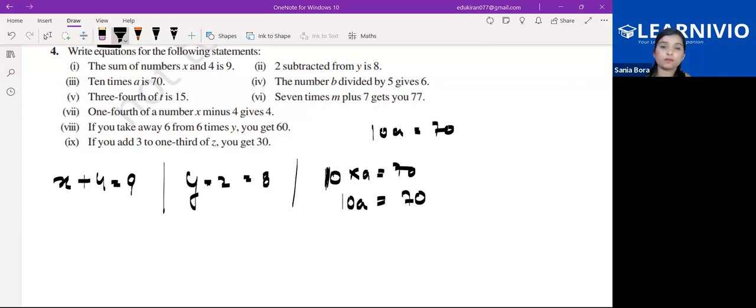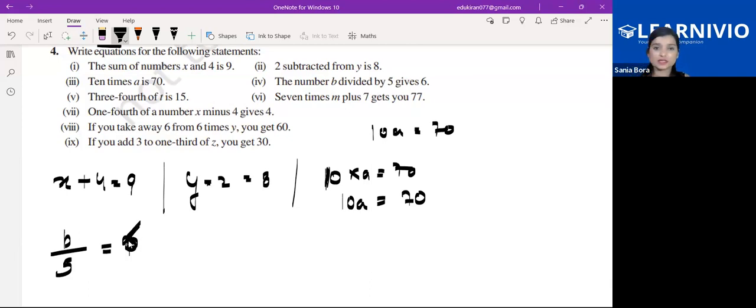Fourth one, it's 5 divided by b equals 6. Huh? 5 divided by b equals 6. Ma'am, can I say, if it's okay, b divided by 5 equals 6. Yes, equals 9 or what? 6? Okay, sorry, equals 6, ma'am.